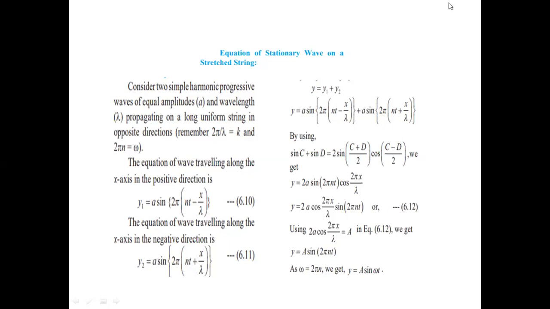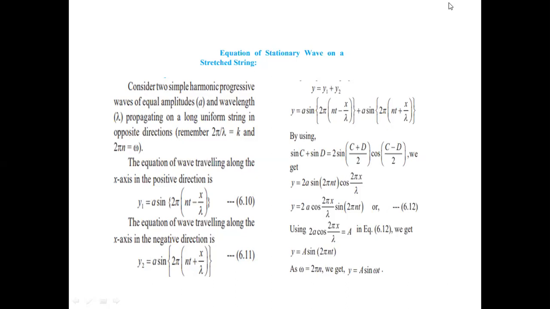By using the superposition principle, we get the displacement as y is equal to y1 plus y2. Therefore, in the next step we can write y is equal to a sine of 2 pi in the bracket nt minus x upon lambda plus a sine of 2 pi in the bracket nt plus x upon lambda. Now we are going to use the identity sin c plus sin d is equal to 2 sine of c plus d upon 2 cos c minus d upon 2.